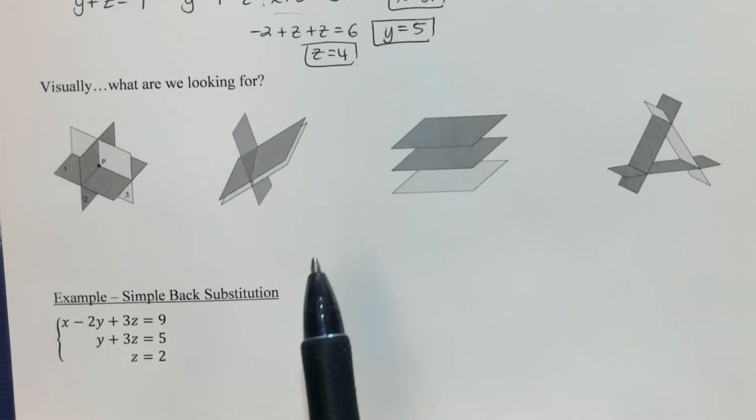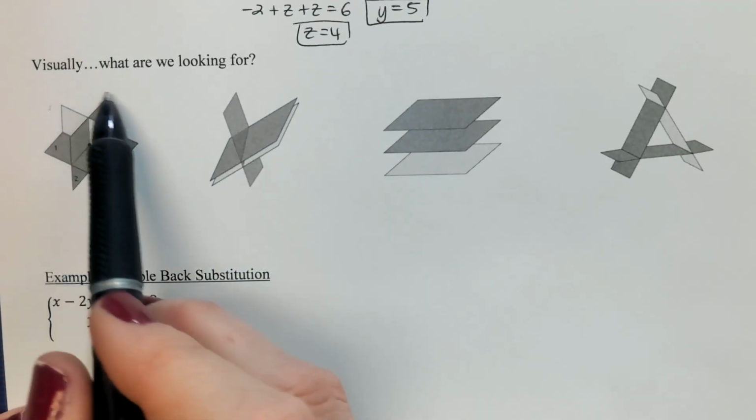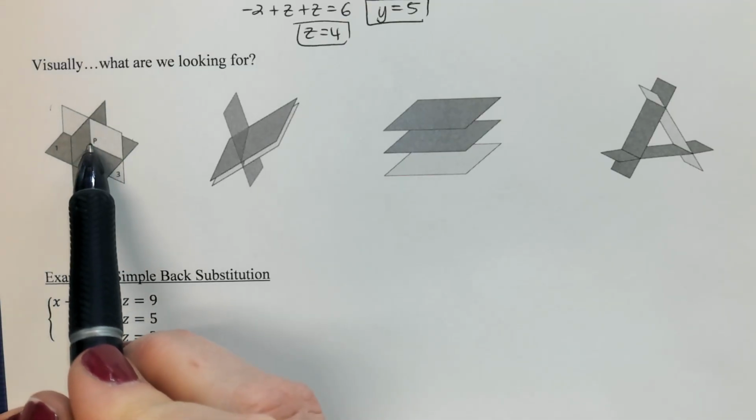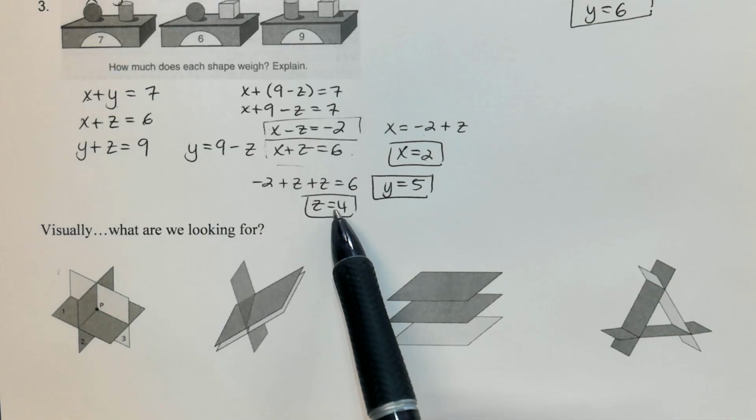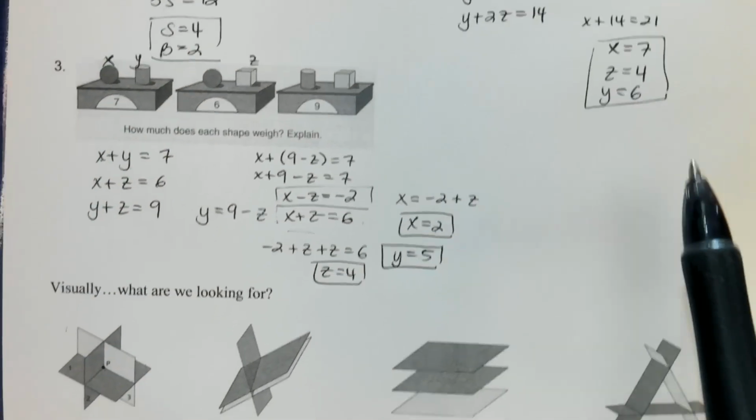Visually, what are we looking for when we have 3 equations, 3 systems? We're usually trying to find where they intersect at just one point. That's kind of like this. I ended up with 1 point, 1 x, y, z, that worked.